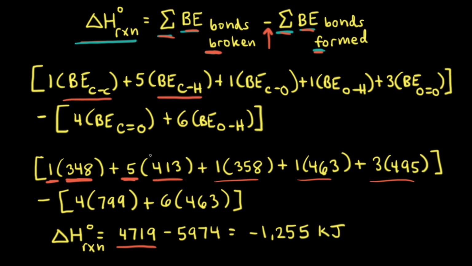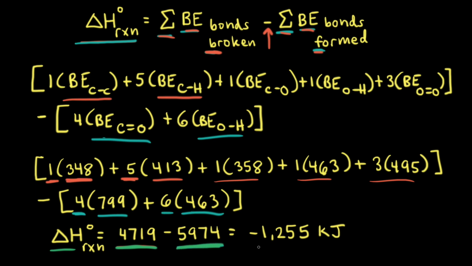Next, we do the same thing for the bond enthalpies of the bonds that are formed. So the bond enthalpy for a carbon-oxygen double bond is 799 kilojoules per mole, and we multiply that by 4. The bond enthalpy for an oxygen-hydrogen single bond is 463 kilojoules per mole, and we multiply that by 6. When we add these together, we get 5,974.